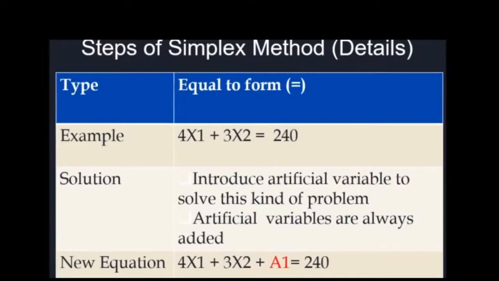Now we have another type, which is the equal form. For example, we have the equation 4x1 plus 3x2 is equal to 240. As we have an equal form, we introduce an artificial variable to solve this kind of problem. Note that artificial variables are always added, and our new equation will become 4x1 plus 3x2 plus a1 is equal to 240. A1 is the artificial variable.